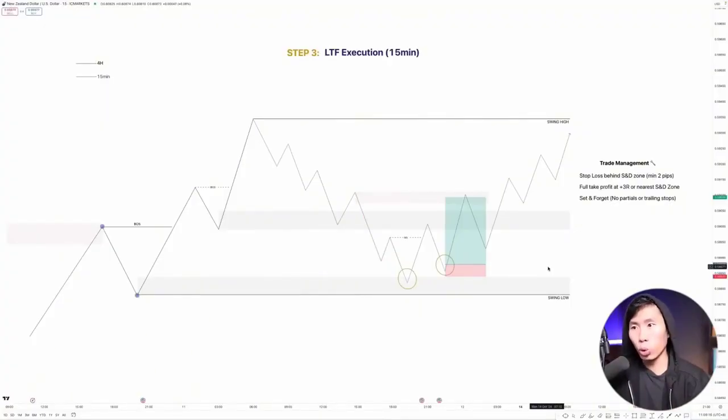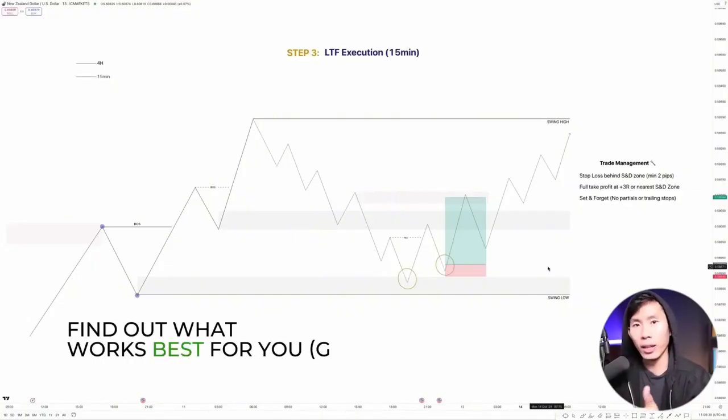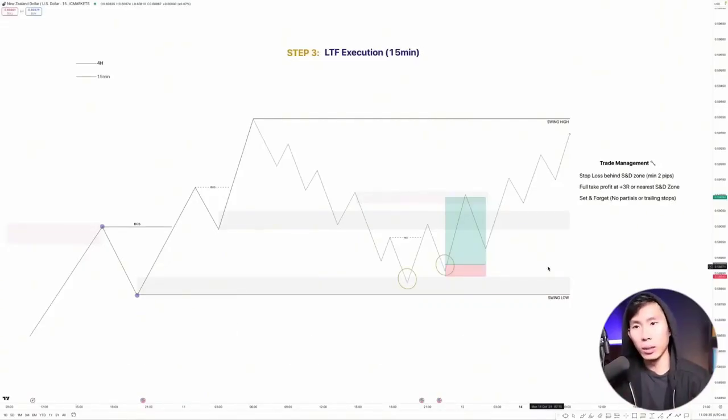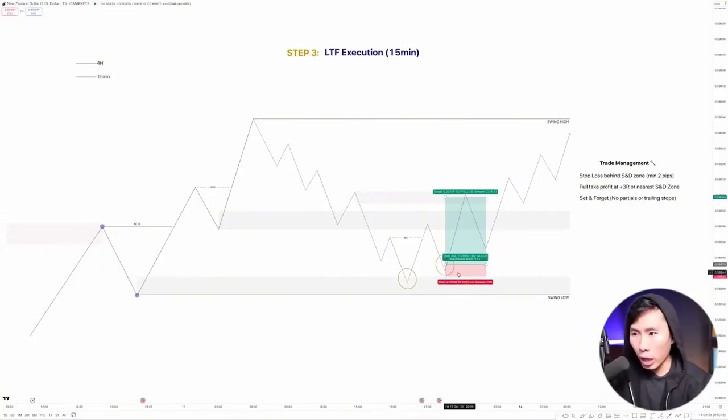And I will advise you to go and find out what works best for you. Remember, data is king. You need to really gather data to see which take profit method works the best for you and then stick to it consistently. Once you place your stop loss, once you place your take profit, set and forget. Don't micromanage it whatsoever. Don't adjust your stop loss. Don't adjust your take profit.